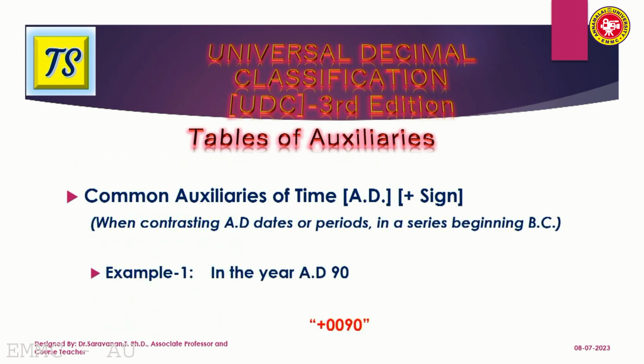Common auxiliaries of time, AD. The plus sign must be used when contrasting AD dates or periods in a series beginning BC. See the example: in the year AD 90. So the same format, 0, 0, we have inserted. Before that, the plus sign should be added, and they must be placed within double quotes.